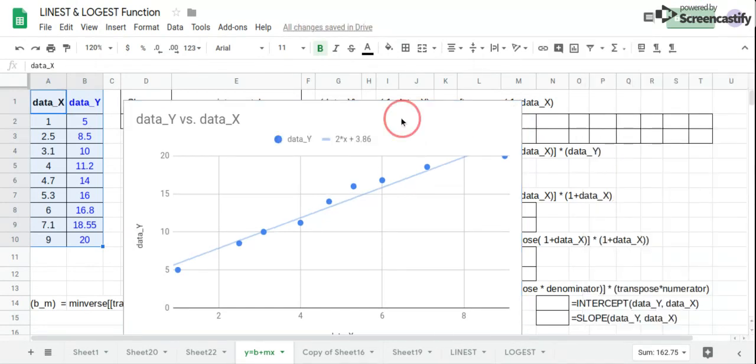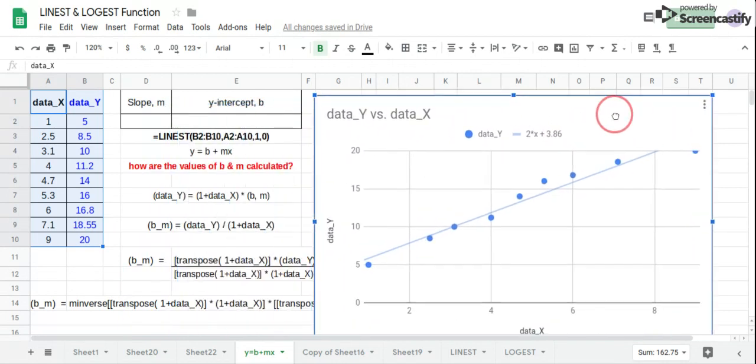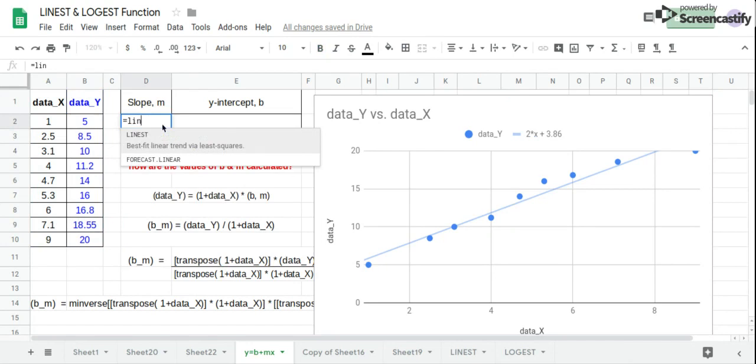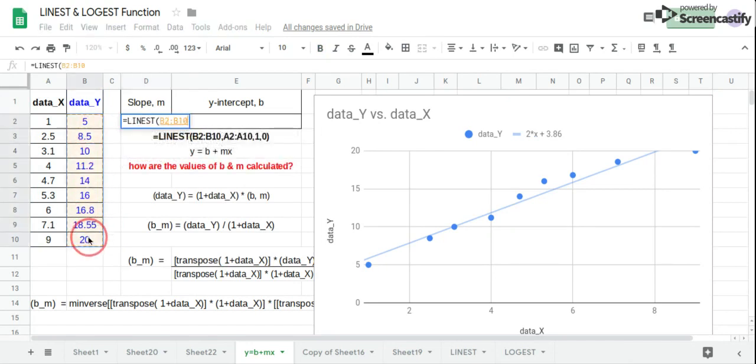We just determined the trendline equation of this dataset, which is y equals 2x plus 3.86. 2 is the slope and 3.86 is the intercept. These values can be determined using the LINEST function, with data y and data x.